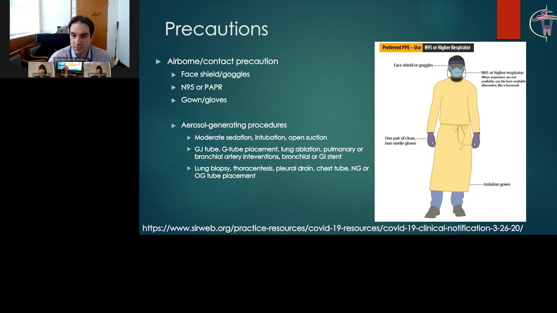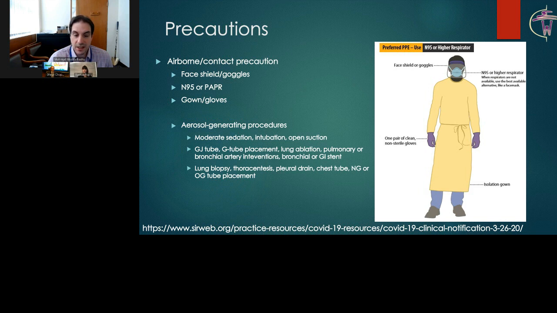There was a question in regards to what aerosol generating procedures encompass. And for us, it's moderate sedation, intubation, open suction. And per the Society of Interventional Radiology guidelines, other procedures that are included are gastrojejunostomy tubes, gastrostomy tube placement, lung ablation, pulmonary or bronchial artery interventions, bronchial or GI stents, as well as lung biopsy, thoracentesis, pleural drain, chest tube, nasogastric tube, or orogastric tube placement.